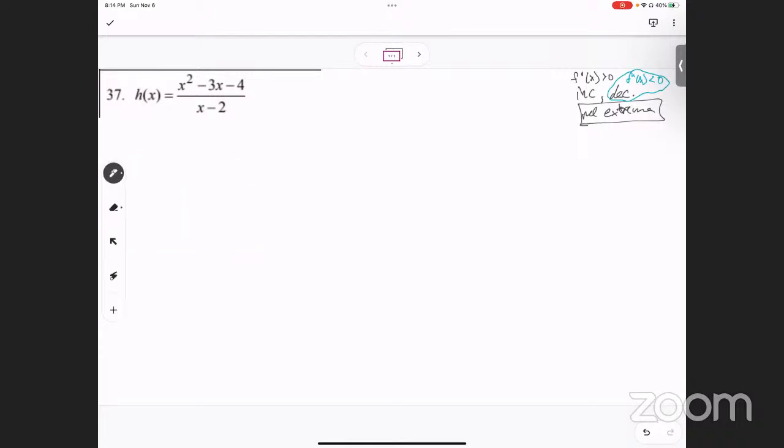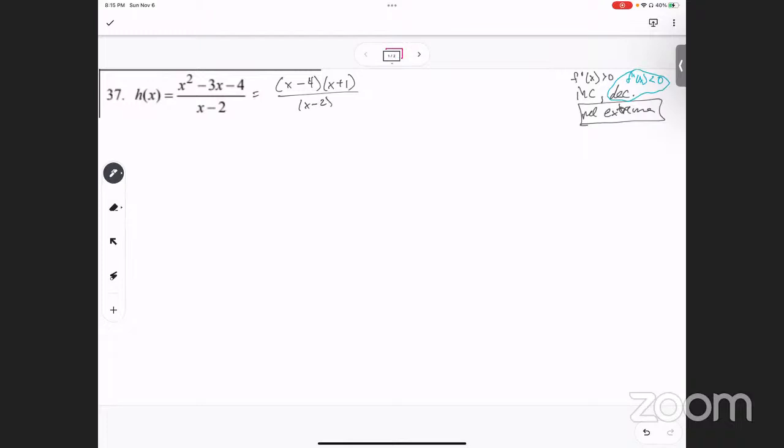Does that make sense? Yeah. So the first thing we're going to do is rewrite this just to see if we're able to cancel something out. So this is x minus 4 and x plus 1, right? It's good to have it like that, just so we can see what it looks like.